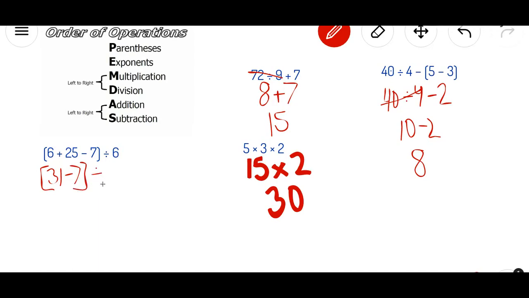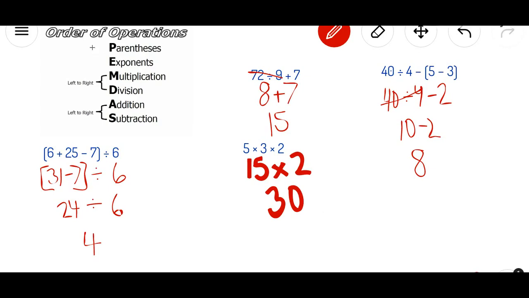Divided by 6. Because this is still in parentheses, you work this next step out, which would be 24 divided by 6. Because you solved everything in the parentheses, you don't need to keep it anymore, so you can drop the parentheses. Now you look back, and because your only available step is to divide, you divide, which will give you 4 as your answer.